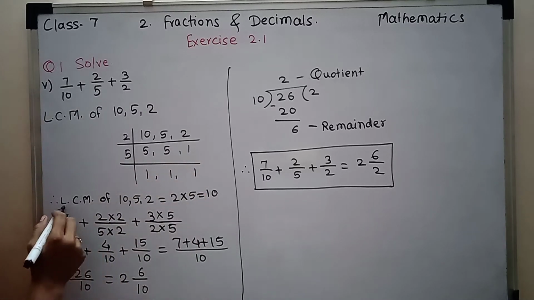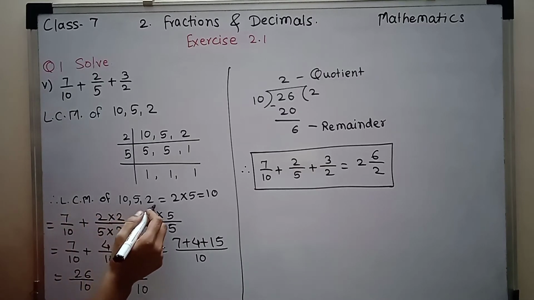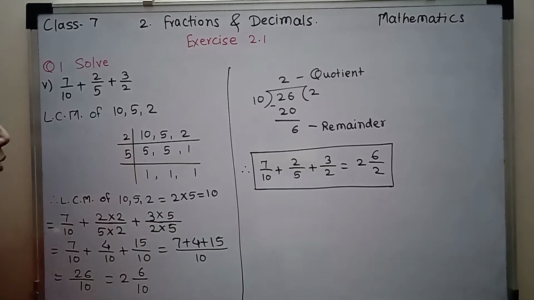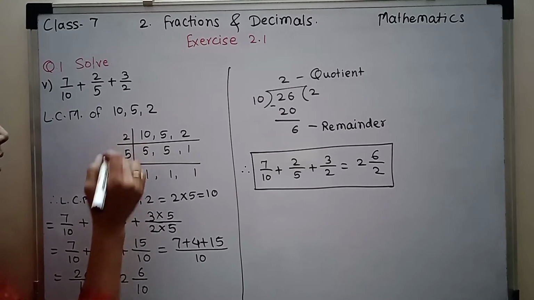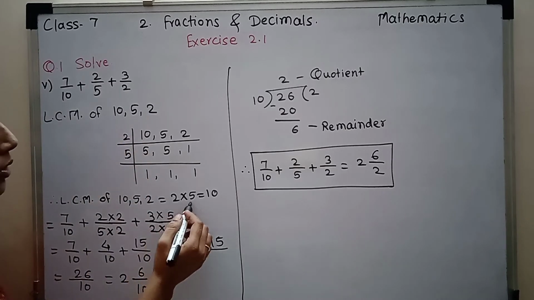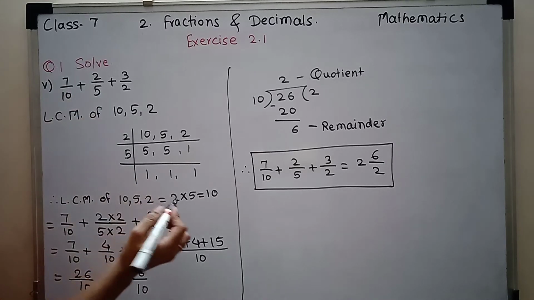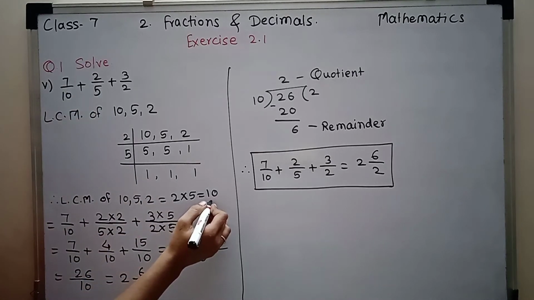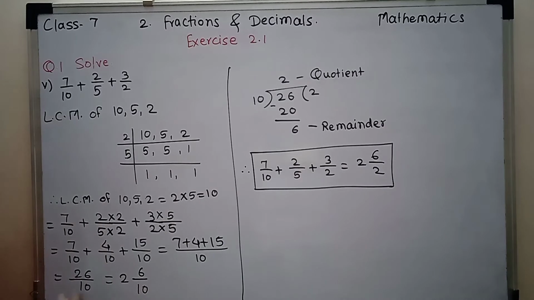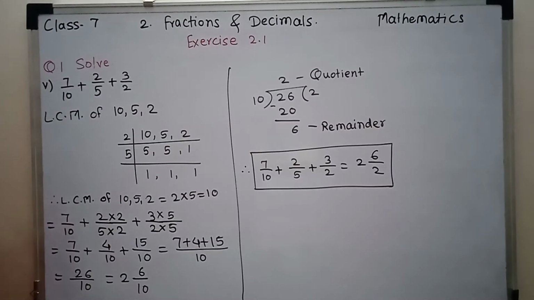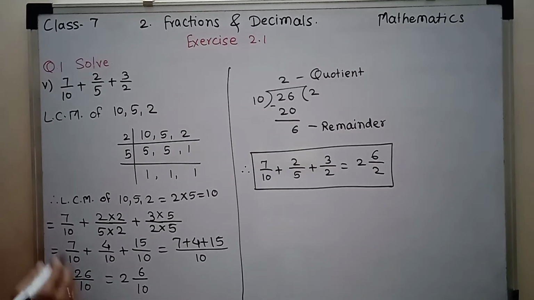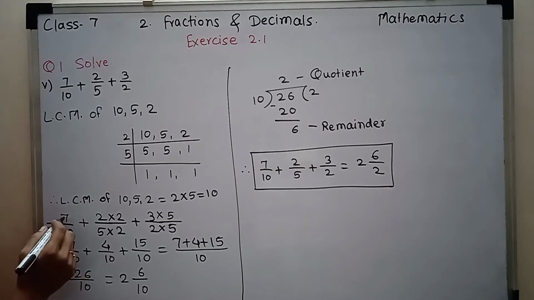So, obviously, LCM of 10, 5 and 2 is equal to 2 into 5. So, this is 2 into 5 equal to 10. And therefore, we should take the LCM of each denominator as 10. So, in the first fraction, 10 is already present over here. So, no need to do anything. So, this 7 upon 10 will appear as it is.